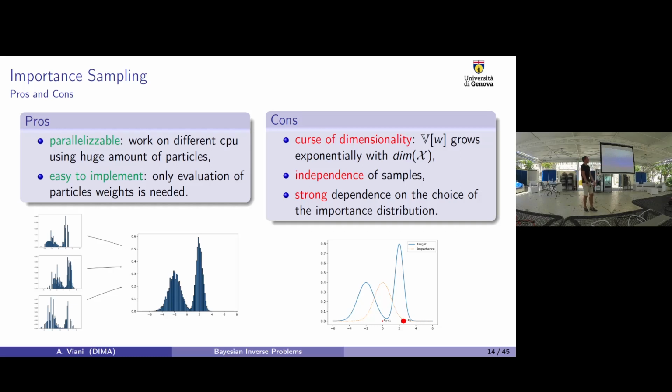And of course, it's quite easy to implement, because I just need to be able to sample from some distribution, and computers today are able to sample from a lot of distributions with just one command, one line.